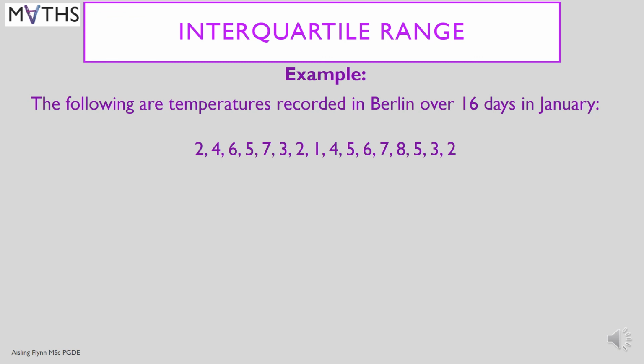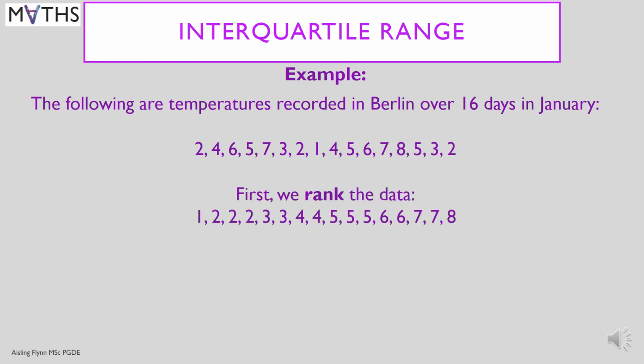Now, here's another example which is slightly different. We'll see why in a moment. The following are temperatures recorded in Berlin over 16 days in January. Okay, so there we have 16 pieces of data, and as always we'll rank them first, from smallest to largest. And there we have it from 1 degree up to 8 degrees.